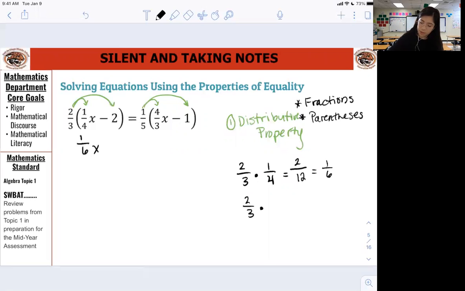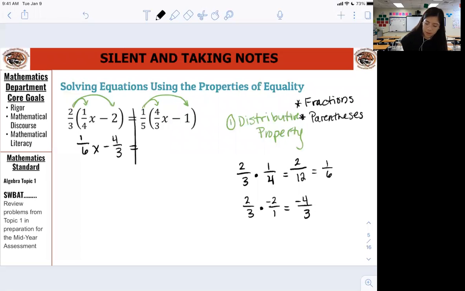times -2. Can I write -2 as a fraction? Yes, -2/1. And then you just do the same thing, straight across. So 2 times -2 is... multiplying, not adding. -4 over 3. Can I simplify that? No, so I'm going to leave it.